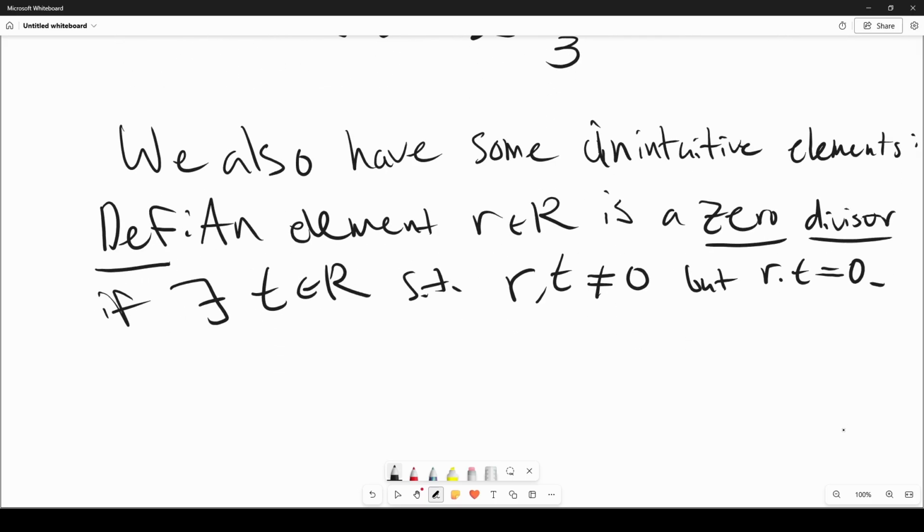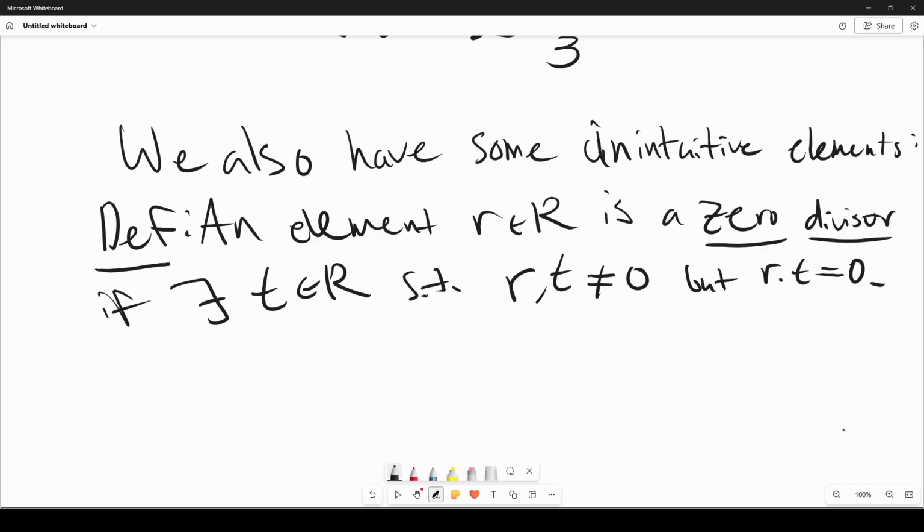So you might be saying, if you thought about the real numbers or the integers, there are no such numbers where you can multiply two random numbers together and you get 0. Like if you multiply 2 and 3, you're never going to get 0. But this is saying that in some rings, there exist these things called zero divisors, where you can take two guys which are both non-zero, but they multiply together to be something which is zero.